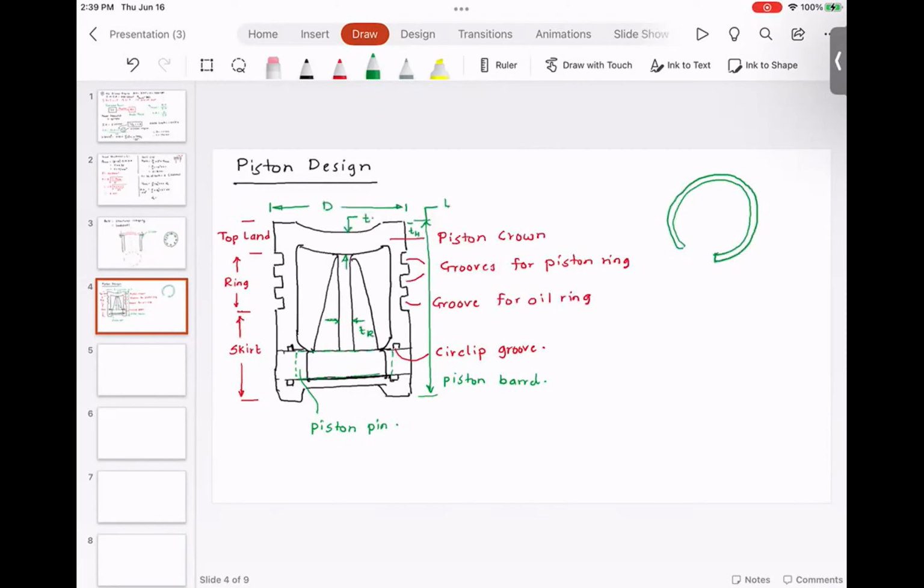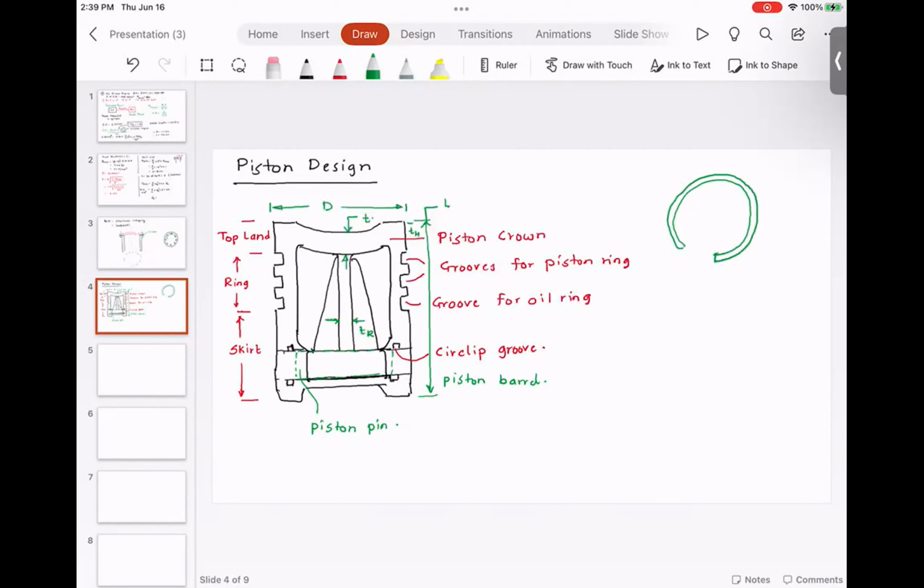So this piston is hollow, but inside the piston, the loads coming on the piston are very high. So the piston needs to be reinforced, and that's why you have this ribbing to reinforce the piston. So how do we design the piston head?